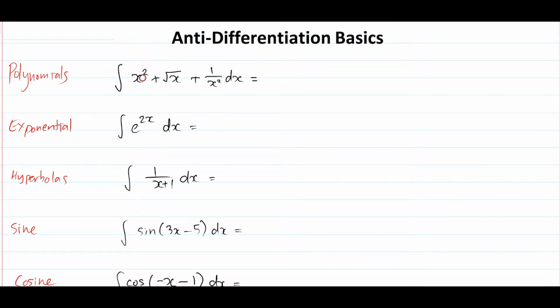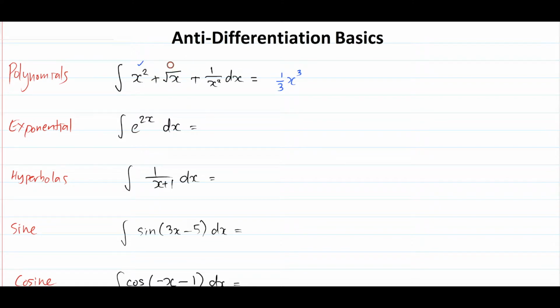How would you anti-differentiate x squared? If you want to anti-differentiate x squared, you add the power by 1. So in that case, 2 plus 1 is 3. And then once you get the new power, you bring it down. Unlike differentiation, where you bring it down and multiply by it, in anti-differentiation, when you bring it down, you divide by it, okay? So in that case, it's 1 over 3 x cubed. So that solves the first part.